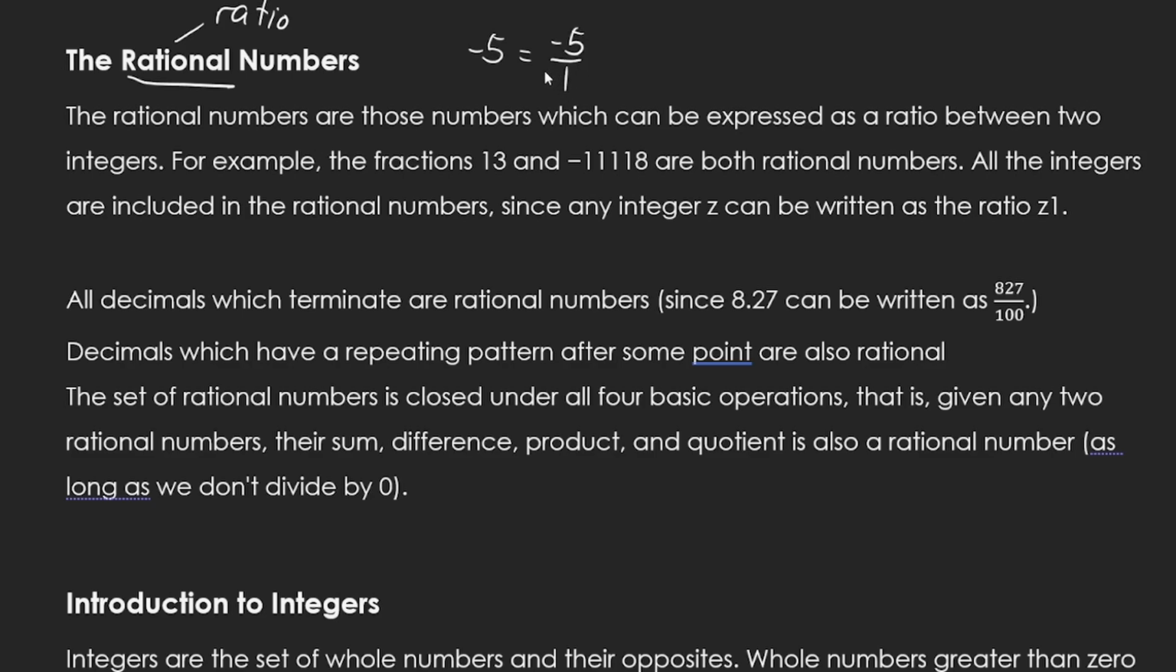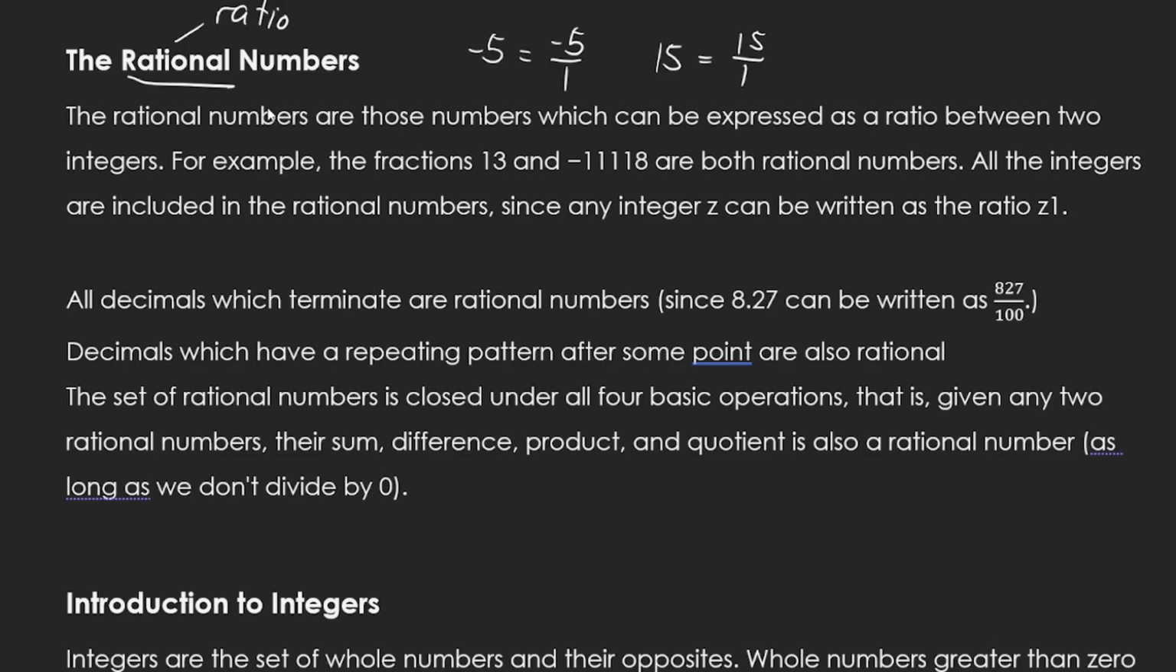We have expressed -5 as a ratio. Another one, let's say 15. 15 can be ratioed as 15 over 1. So we can say natural numbers, whole numbers, and integers are rational numbers.